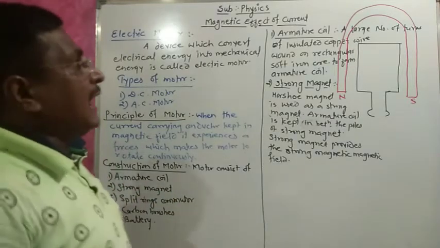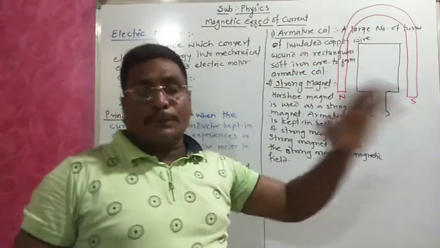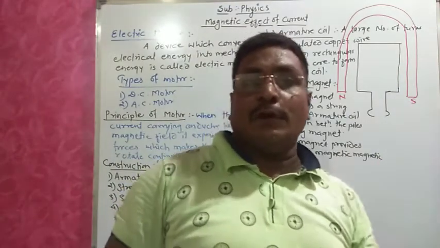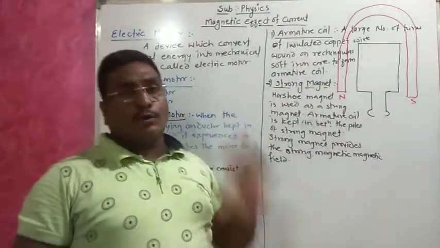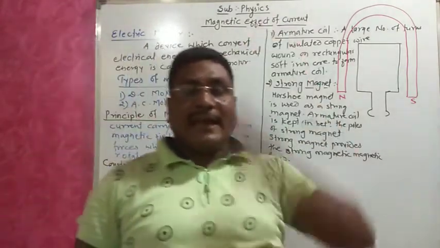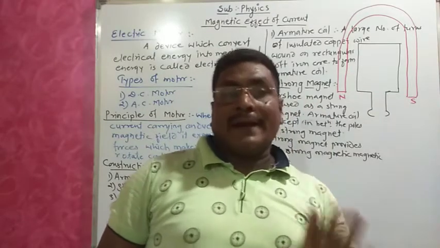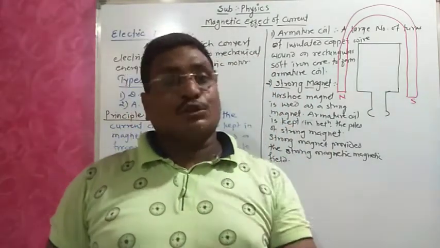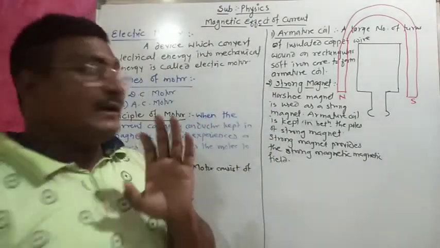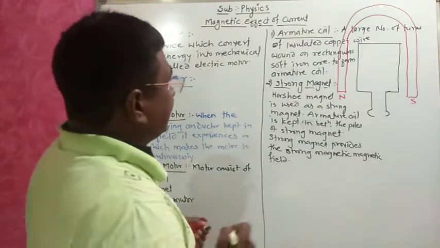First, it is the armature coil. Armature coil means a large number of turns of insulated copper wire wound on a rectangular soft iron core. And this armature coil is kept in the strong magnet. A horseshoe magnet is used as the strong magnet. And what is the work of the magnet? To provide the strong magnetic field.